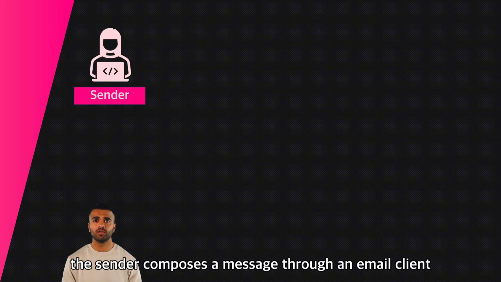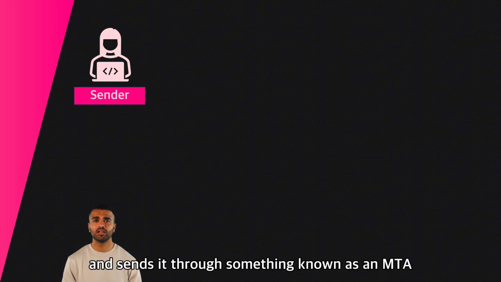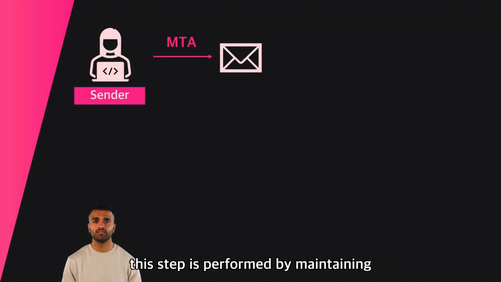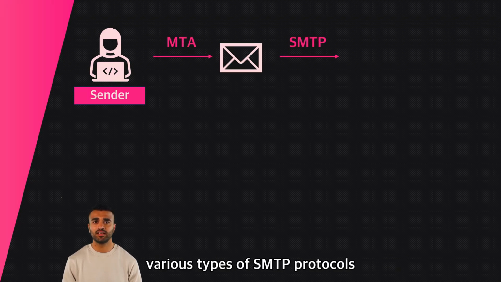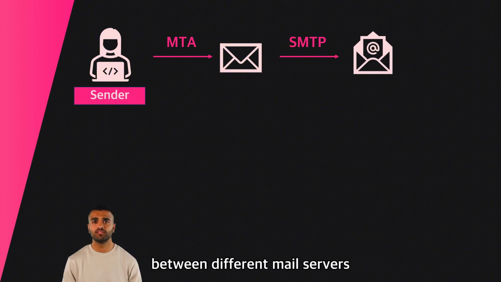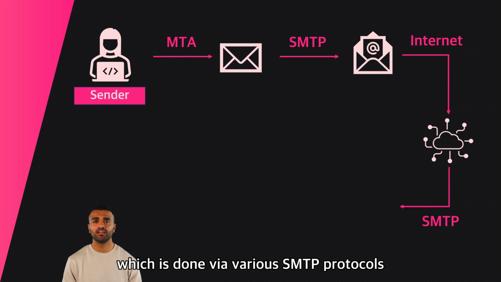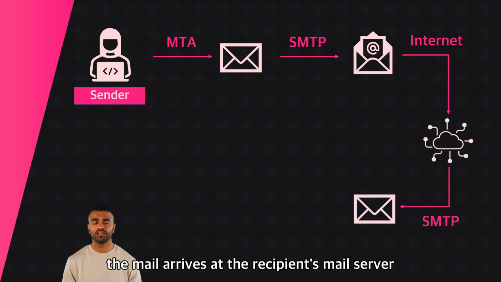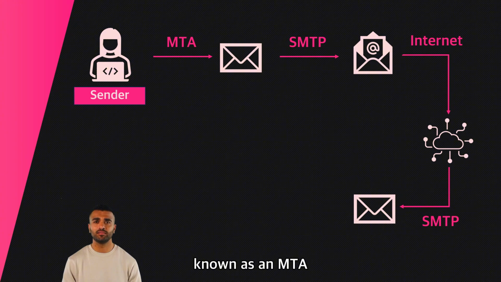First, the sender composes a message through an email client like Outlook or Gmail and sends it through something known as an MTA, or Mail Transfer Agent. This step is performed by maintaining various types of SMTP protocols. The next step involves the transfer of messages between different mail servers, which is done via various SMTP protocols. After going through these steps, the mail arrives at the recipient's mail server, known as an MTA.